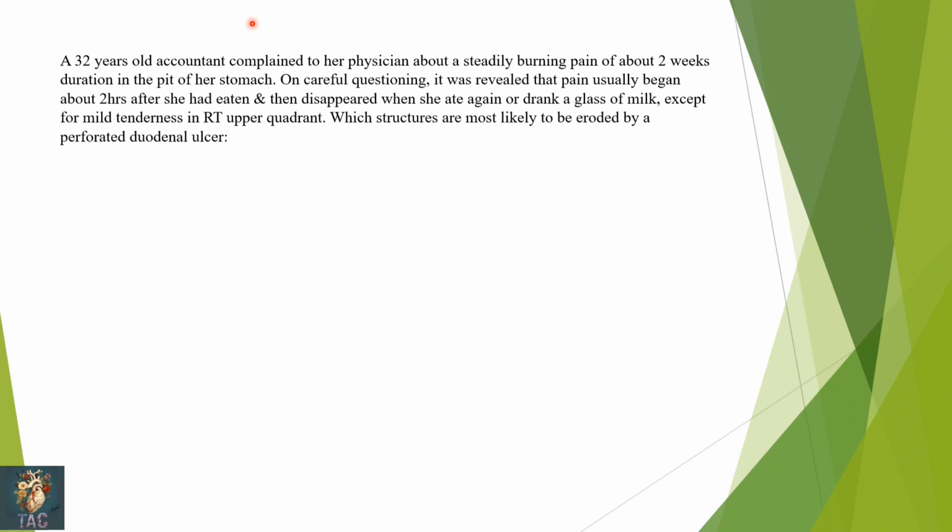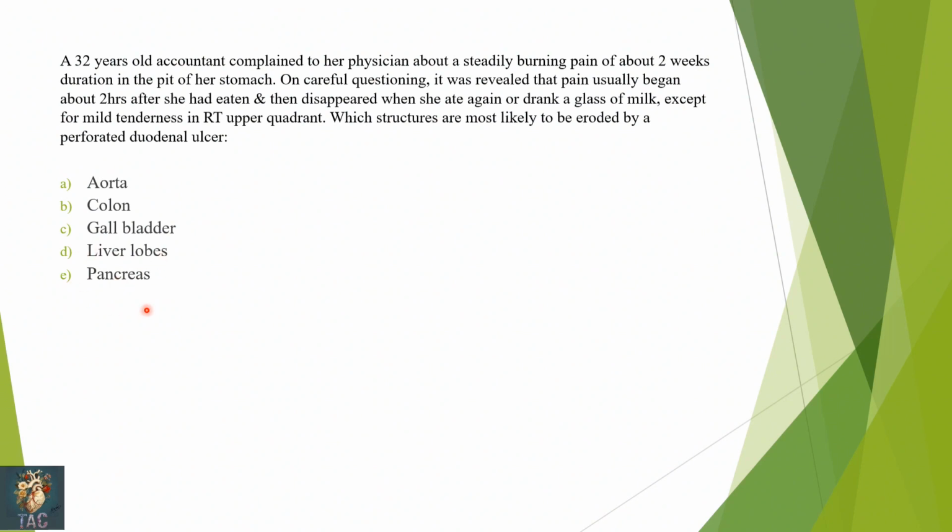Next is a 32-year-old accountant who complained to her physician about a steady burning pain of about 2 weeks duration in the pit of her stomach. On careful questioning, it was revealed that pain usually began about 2 hours after she had eaten, and then disappeared when she ate again or drank a glass of milk, except for mild tenderness in the right upper quadrant. Which structure is most likely to be eroded by the perforated ulcer? That may be aorta, colon, gallbladder, liver lobule, or pancreas.